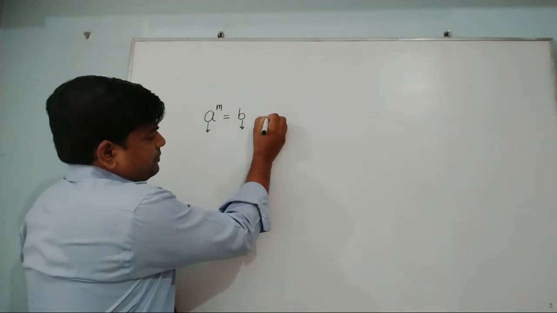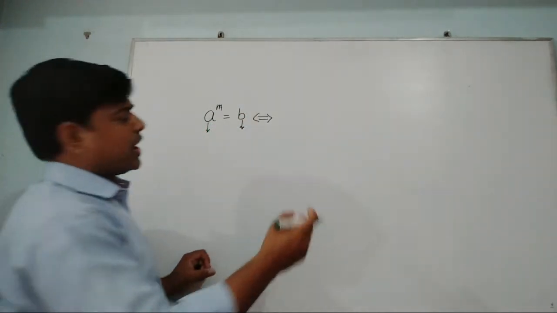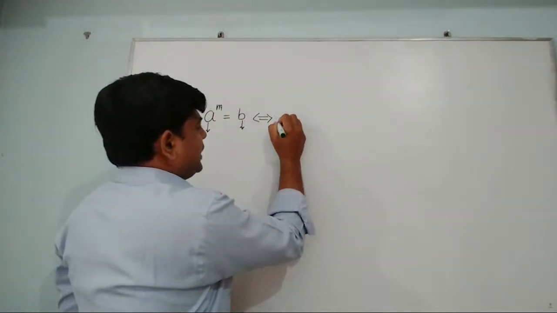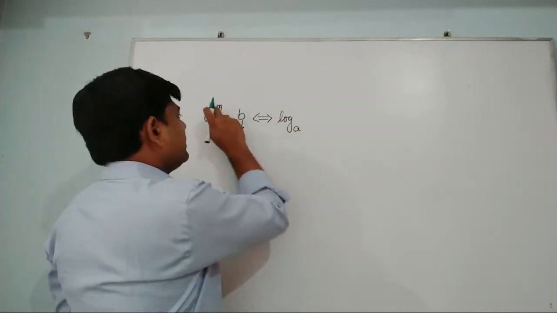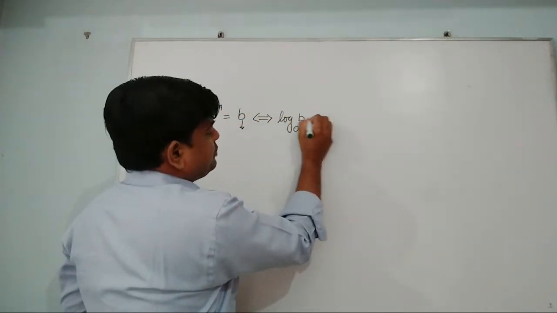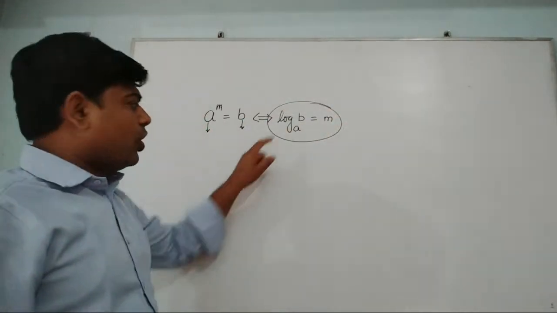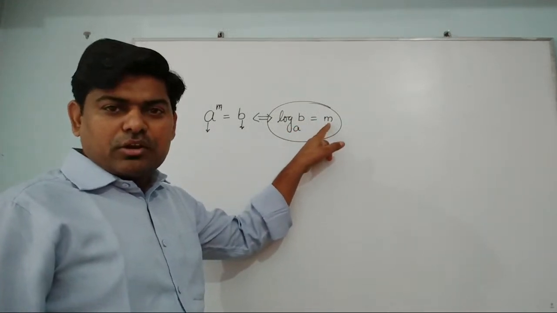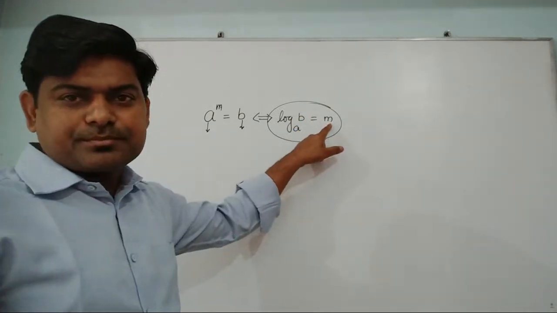The same thing, if I convert from exponent form to logarithm form, I write it this way. The base will again be the base of the log, that base is a, and they will change their place. b is equal to m. We can read it like this: log b base a is equal to m.